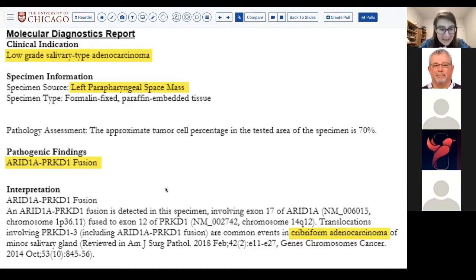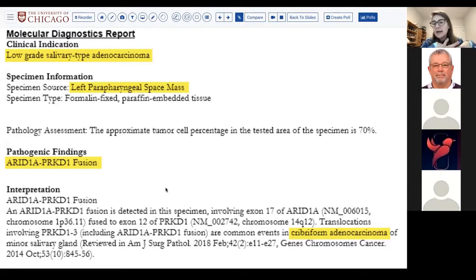PRKD1 is mutated in the conventional palatal polymorphous low-grade adenocarcinoma. So this is probably a spectrum of PRKD1-related neoplasms, in which the conventional polymorphous is mutated, the cribriform variant is fused, and interestingly, the ones that are off the palate that have the PRKD fusions tend, even though they appear histologically low grade, to have higher rates of lymph node metastasis.